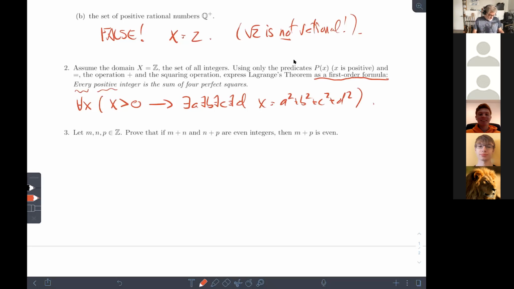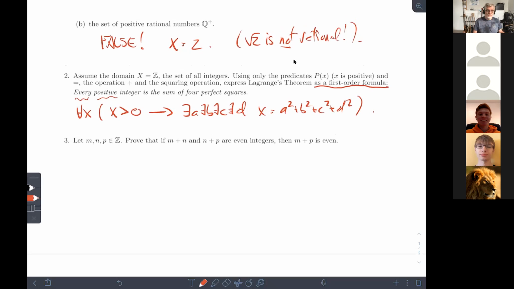Let me do number 3 now. I'll get back to 2, because I don't have enough room here to write everything I want to write about number 2.